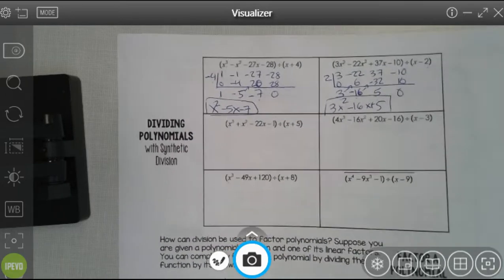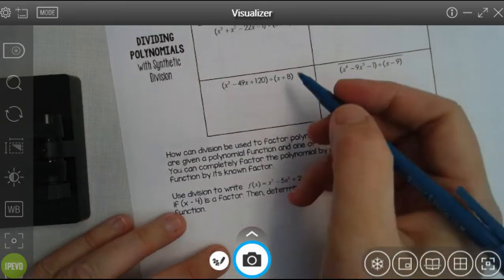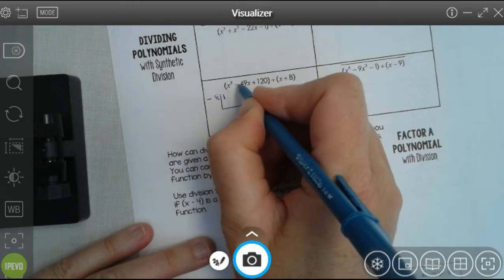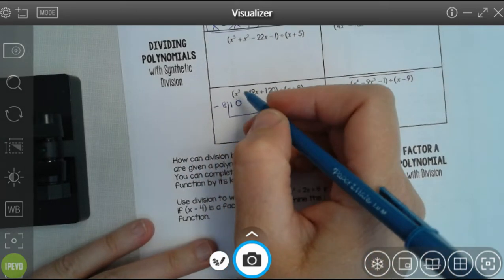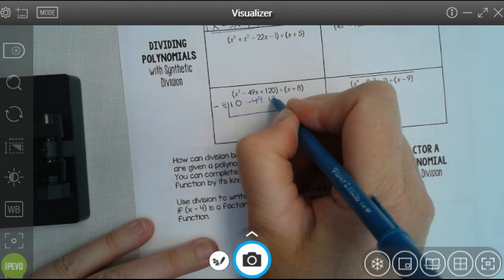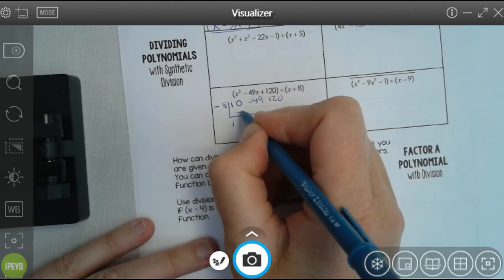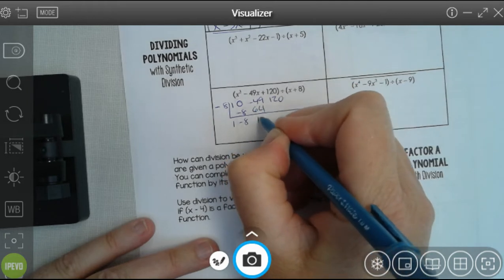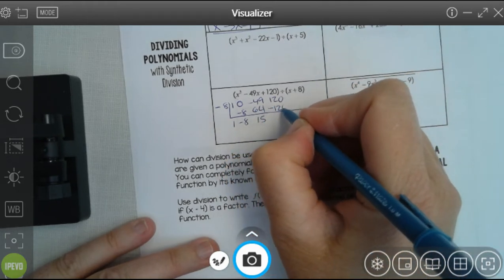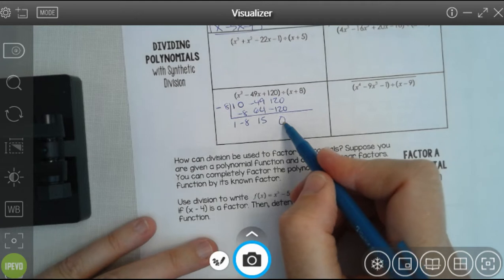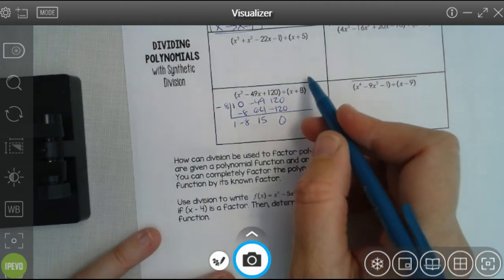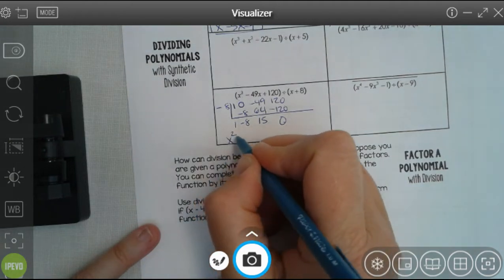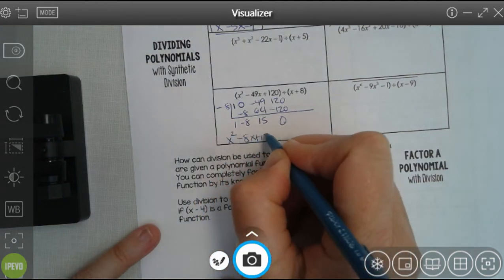So now we're going to go ahead and do the bottom ones. So it's -8 on the outside. So x squared. Remember I said x squared was missing, so we're putting a 0 in its spot. So I'm going to add down, multiply up. Add down, multiply up. Add down, multiply up. Add down. So this remainder is 0. That means it goes in evenly. It means x plus 8 was a factor. So then this was x cubed, so we do x squared minus 8x plus 15.